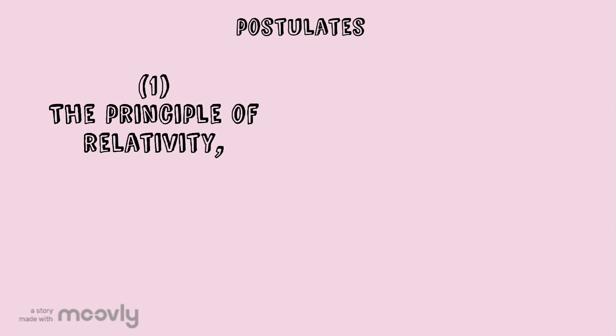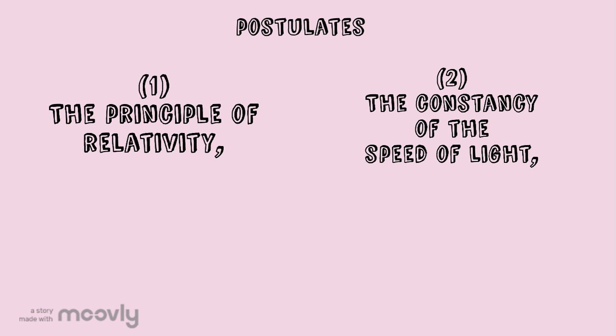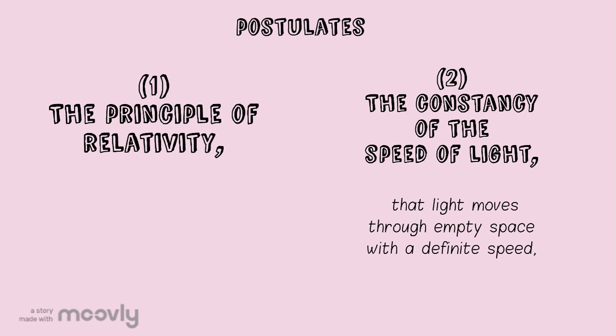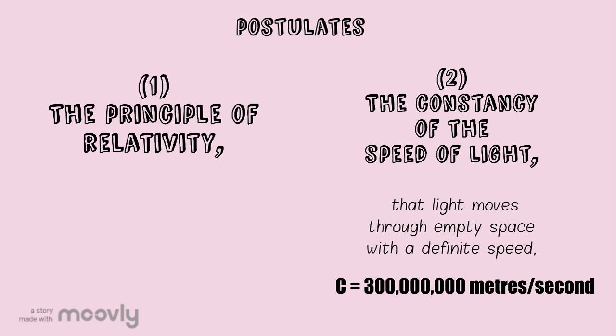So, the postulates are 1. The principle of relativity, and 2. The constancy of the speed of light, that light propagates or moves through empty space with a definite speed, where c equals 300 million meters every second.